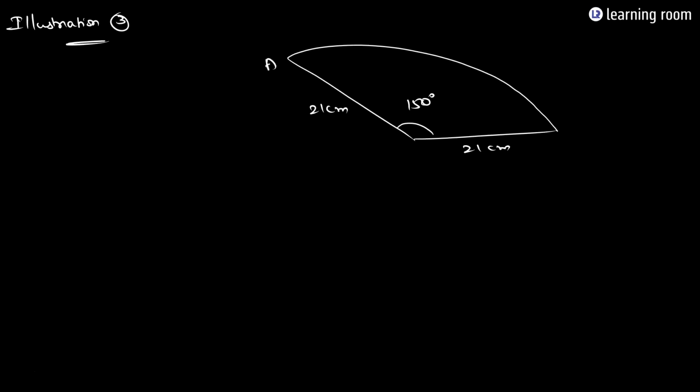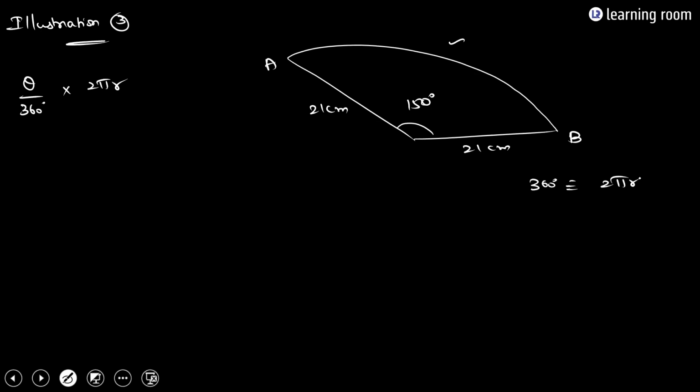So if I take the length as AB, I need to find the length AB. How do I find it? So what is the length of this arc, by the way? It is theta divided by 360 into 2 pi r. How did we get that? Same logic. 360 degrees is equivalent to 2 pi r. Then theta degrees will be equal to how much? It will be theta by 360 into 2 pi r. So just substitute that. How much is the value of theta? 150. 150 by 360 into 2 into pi, which is 22 by 7, into r, which is 21.